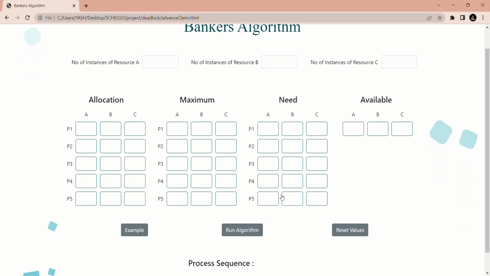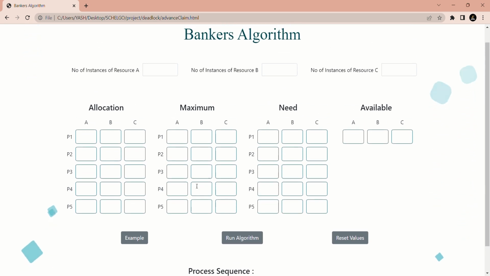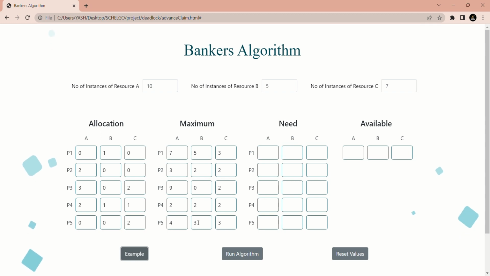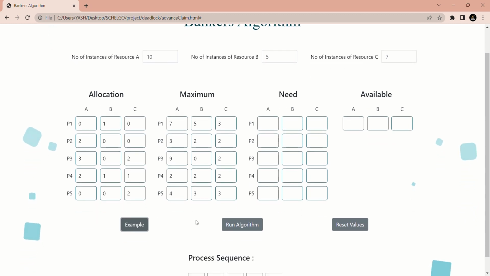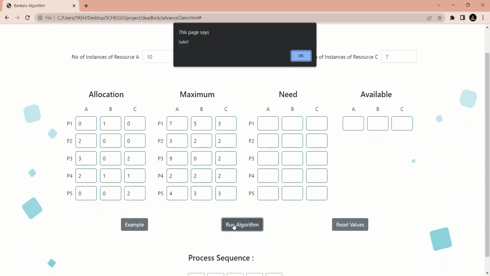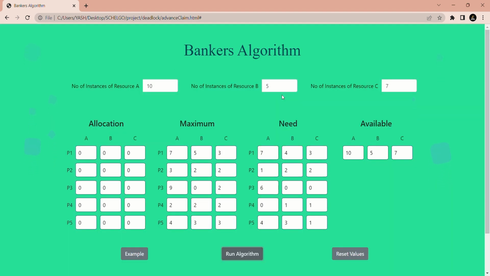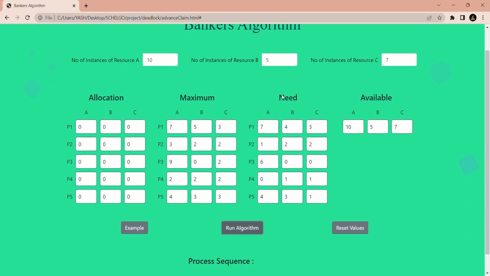Now if we take an example, we have here a button which will automatically input the values. As you can see, the values are randomly generated. Now if we run this algorithm, it shows that it is safe to run. As you can see, the page has turned green, which means that a deadlock situation was not created.